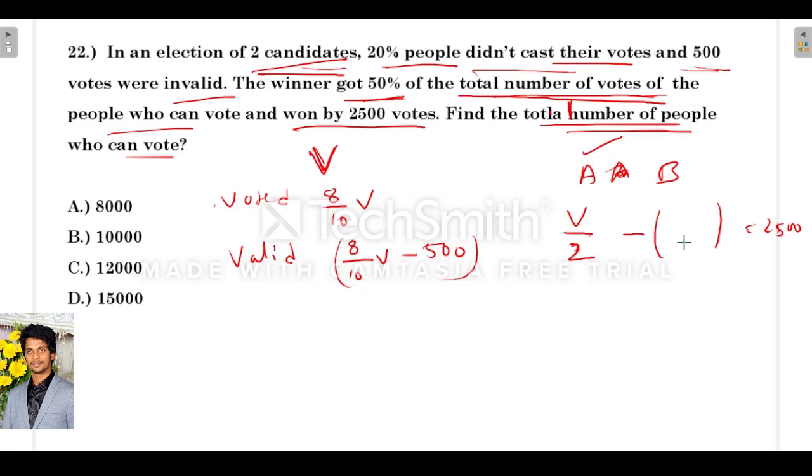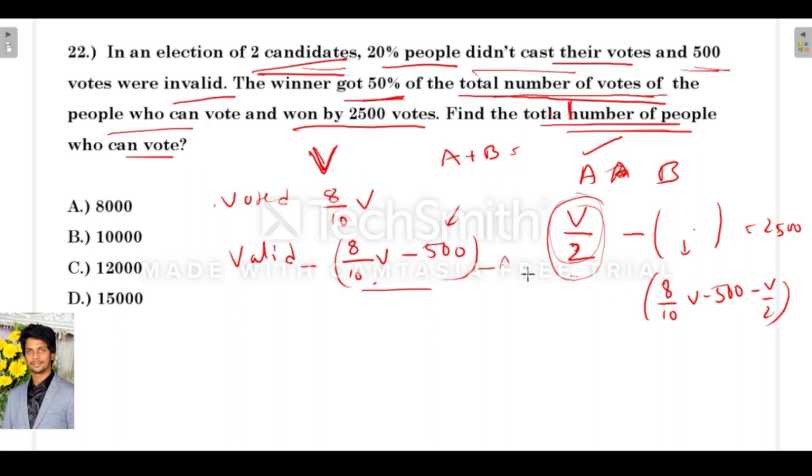So whatever B got, he won by 2,500. So what will be the votes secured by B? So these are the valid votes and these are the votes got by B. So number of valid votes minus votes got by A will be the votes got by B, right? Because number of votes got by A plus number of votes got by B will be the number of valid votes. So A got V by 2. So number of valid votes minus V by 2 is the votes got by B. So the number of votes got by B is 8 by 10 V minus 500 minus V by 2. So they are telling A won with majority of 2500, means A minus B is 2500.